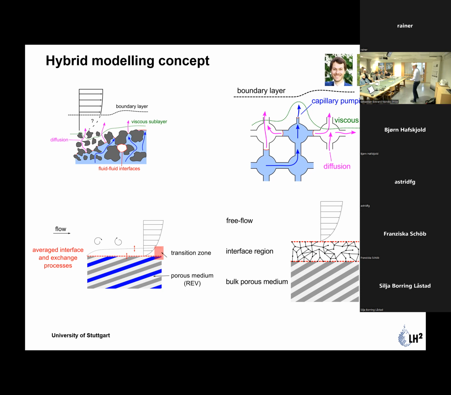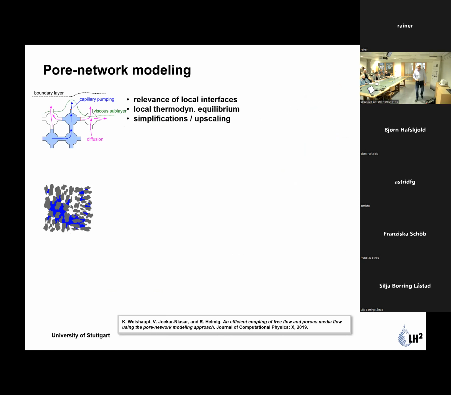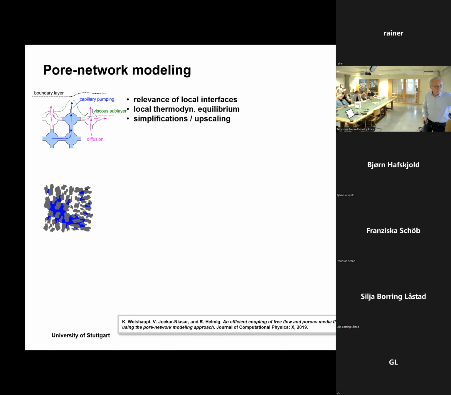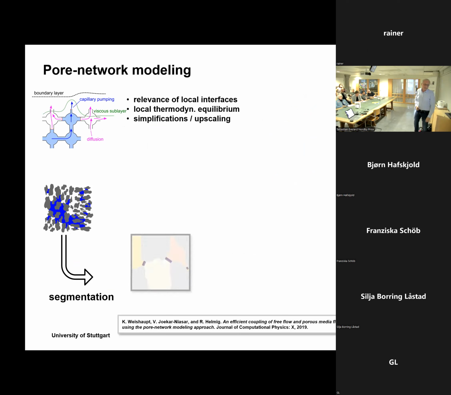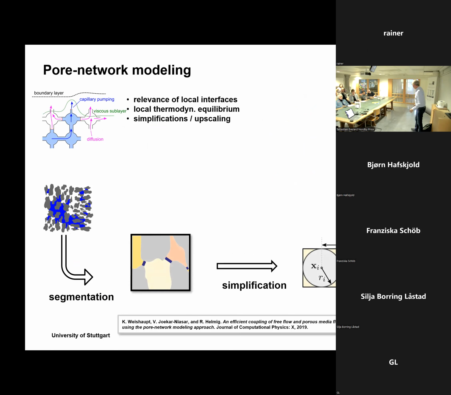Okay, let me come to this one. You know this very well, what a pore-network model is. We have the pores, then we have the structure, we need segmentation, simplification, then we have the very simple concept. We use a different one to, where is it? Here, your ones, our throat hasn't a mass, only the bodies. You have to do it the other way around.